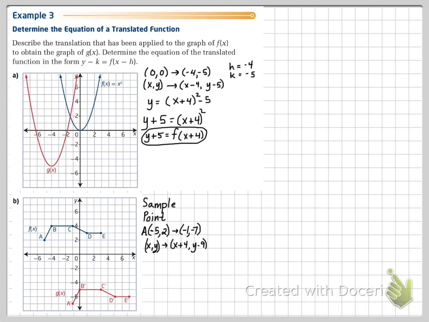Now to put that into a function, we're going to say y = f of x - 4, meaning that it's going to be 4 units to the right, and -9, meaning 9 units down. And so when you write that in the function notation that they're asking us to, it's going to be y + 9 is equal to f of x - 4.